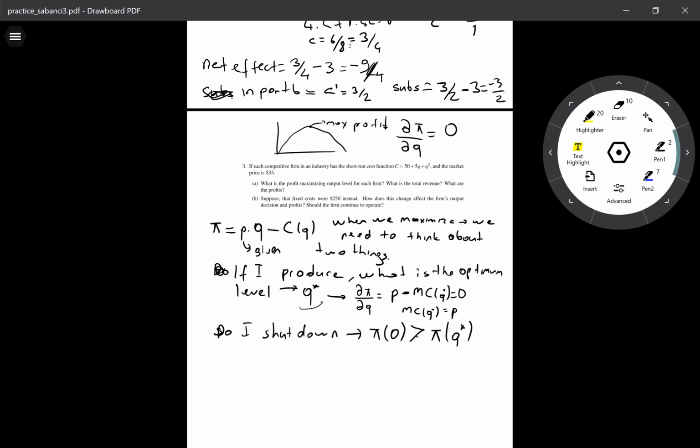Then I will plug in the optimum quantity here, and I need to check it against the profit when I produce 0. So remember that. Let me ask you a question. Is this level always 0 or something different? What is the profit of not producing? Minus fixed cost. Exactly. So we will always have a cost here. In the short run it will be minus fixed cost.